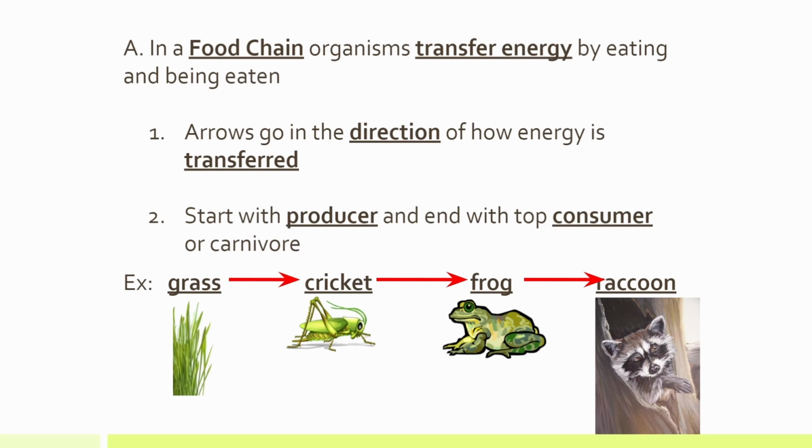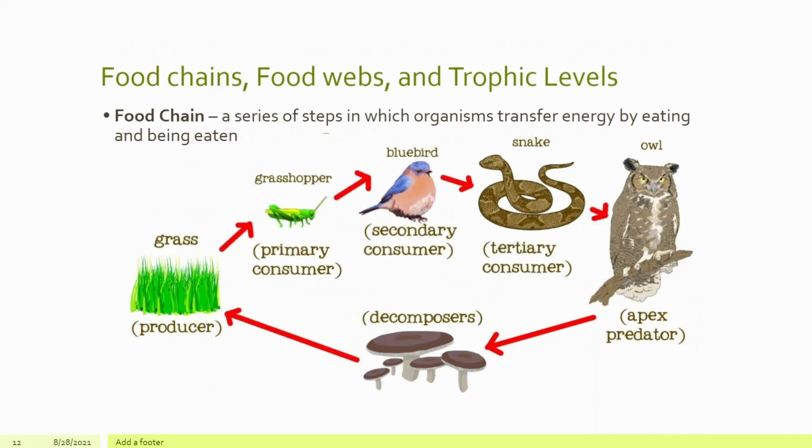So food chains are very sequential. But they can also be kind of simplistic. But here is another food chain. Sometimes they can cycle back on each other, especially if we include decomposers.